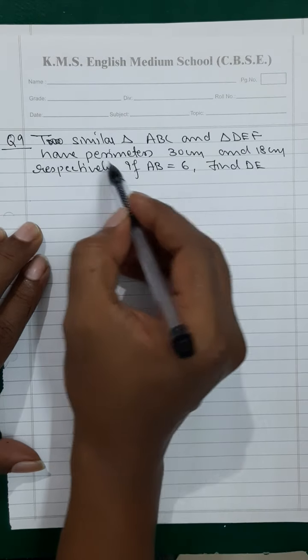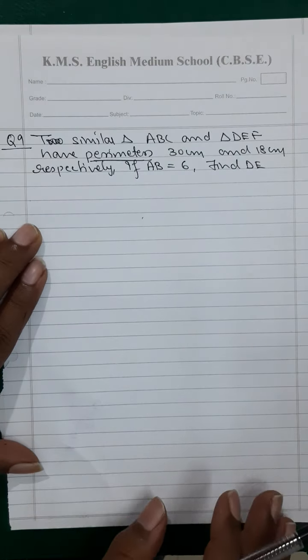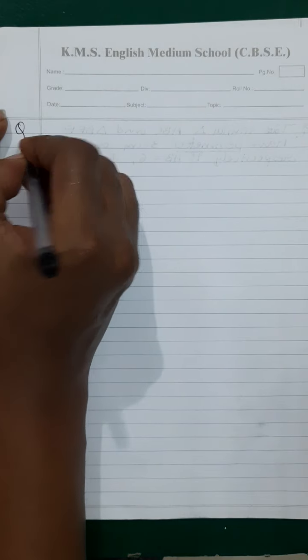See, my dear students, whenever these type of questions, perimeters, sum of all the sides of a triangle, come into picture, you have to understand that you are going to deal with theorem on equal ratios, something that you had in previous standard, that is 9th standard.